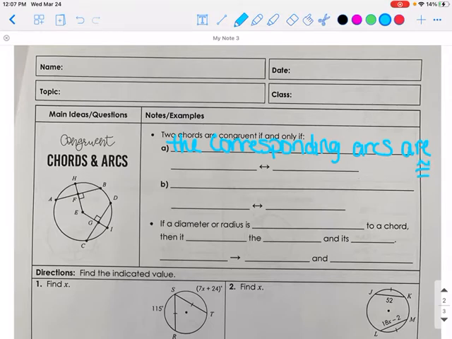Okay. So in this picture that I'm going to be using, I'm going to be focusing on chord AB and CD right there. So AB is equal to CD. That means their arcs are also the same. They also have to be equidistant, or the same distance, from the center.